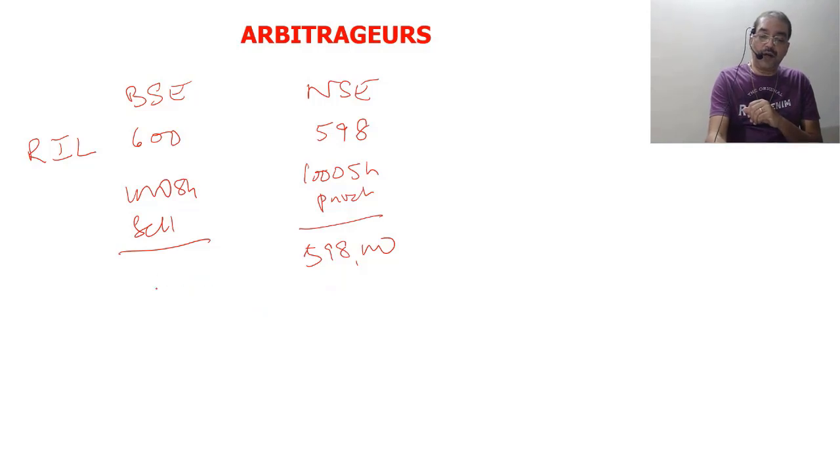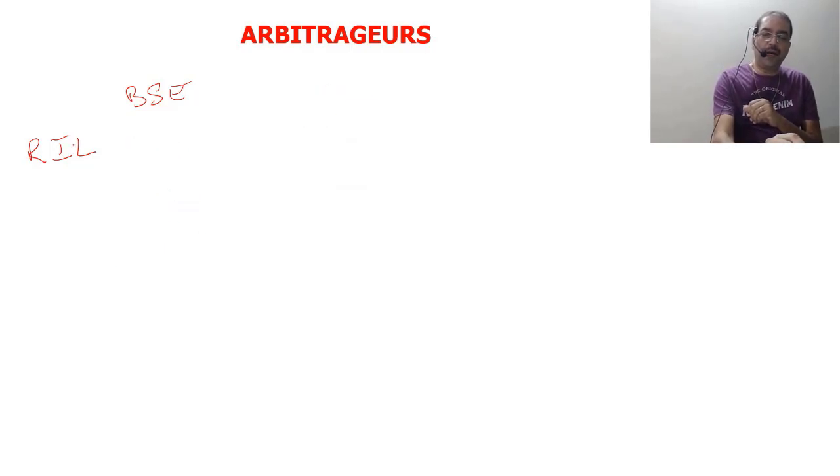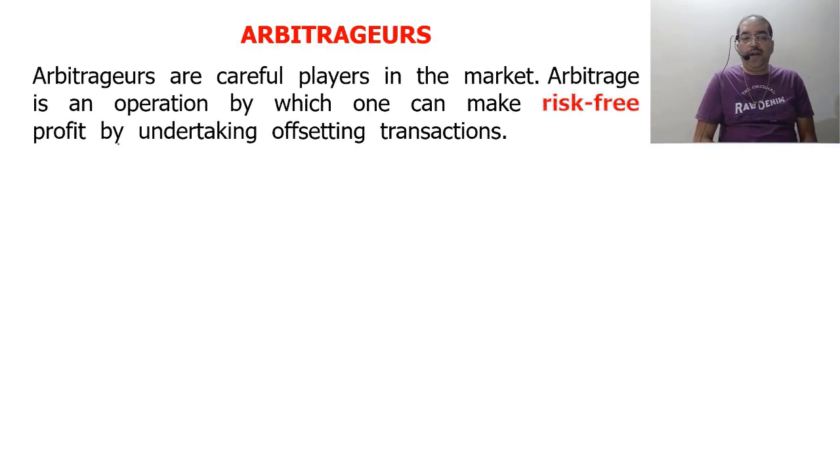Now in the Forex market also, the dollar is available in many different markets across the world: Indian market, Chinese market, Japanese market, Singapore market, US market, Gulf market, European market. You can buy dollars from any market. Suppose in one of those markets the dollar is available at a cheaper rate. I'll buy from there and sell at the place where it is costlier. So arbitragers are very careful players in the market.